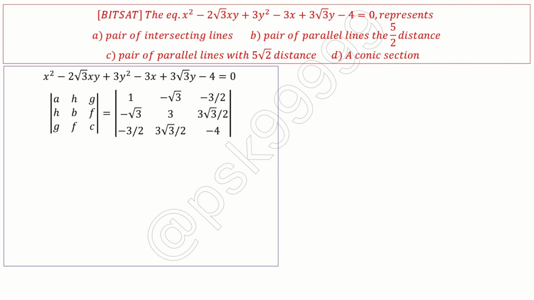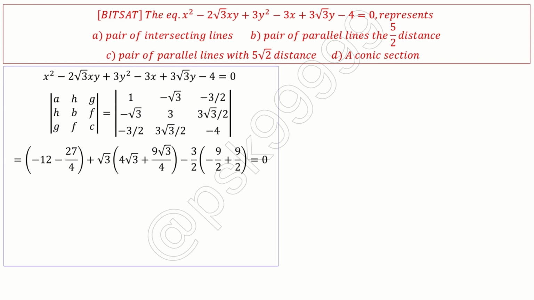So this is the given equation. The condition for concurrency is the determinant of a, h, g; h, b, f; g, f, c, which is nothing but this. If I calculate, I get 0, which means it is a pair of straight lines. Now once you know that, you can find out if they are parallel or not.